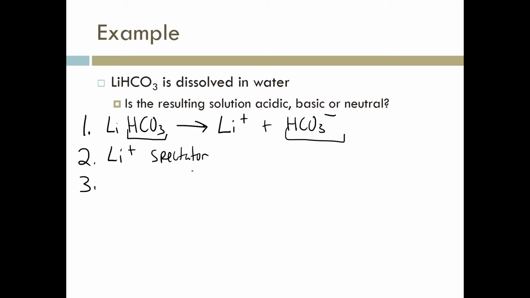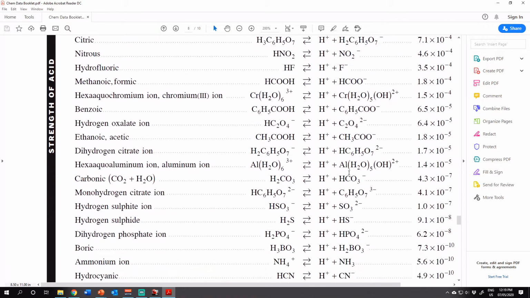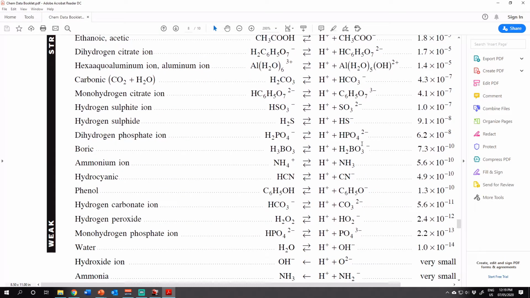So 3, we now find where HCO3 is on the chart. Now this one's actually interesting because if you look for HCO3 minus on the chart, you should find it in 2 different places. Take a moment to go look for it and then we'll continue on. All right, so you should find HCO3 in 2 different locations on this chart. The first is up here. There's the HCO3 minus, and the second place you find it is down here.